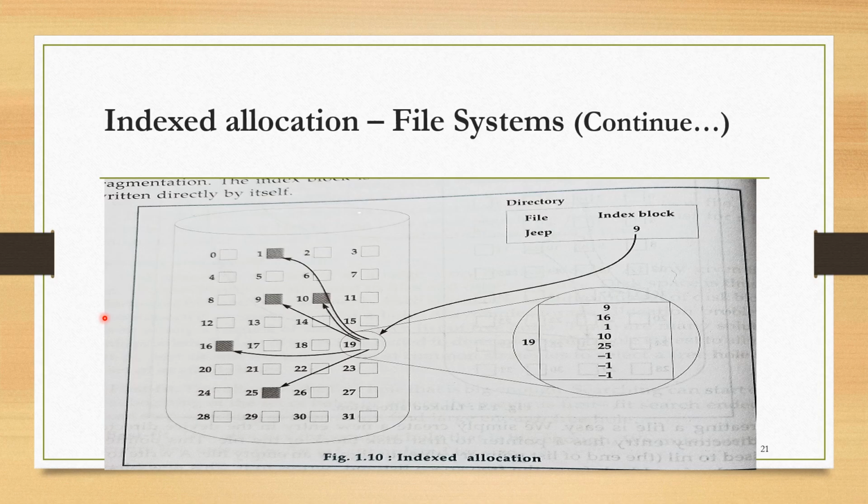The last one is indexed allocation. Here it gives the index. These are the indexes. The first block is 9, then next go to 16. Instead of linking, they keep the addresses in one place, and that is called the index. So this is the index for the file system, where it goes one by one in this sequence. So we have seen contiguous allocation, linked allocation, and indexed allocation of disk space.